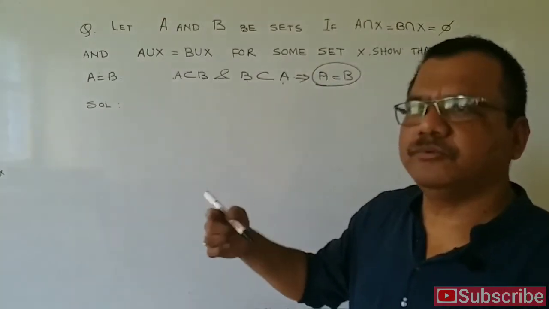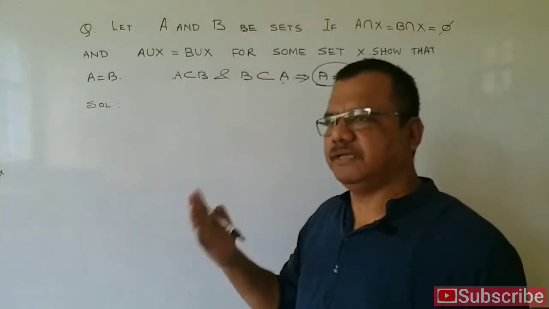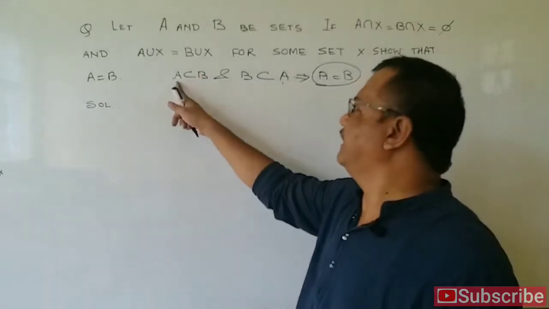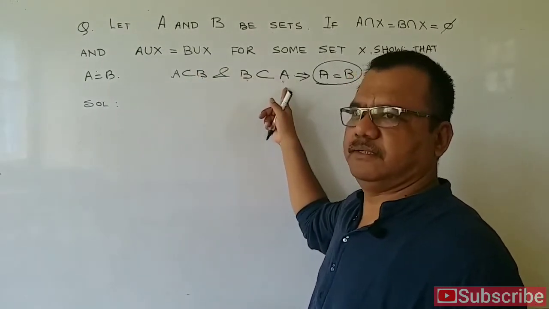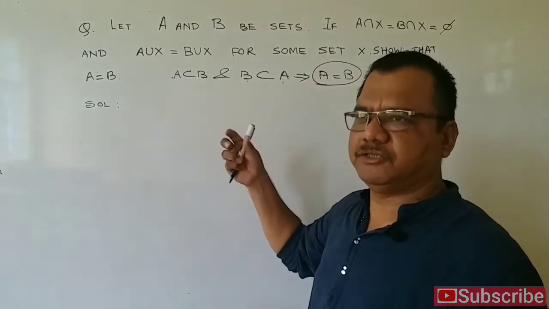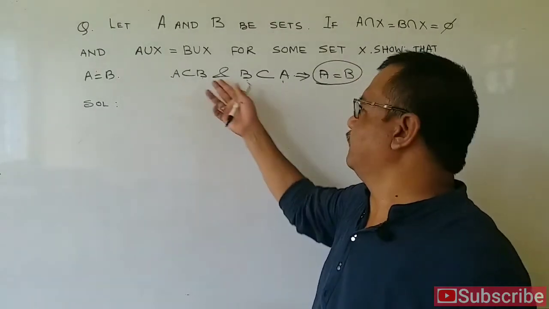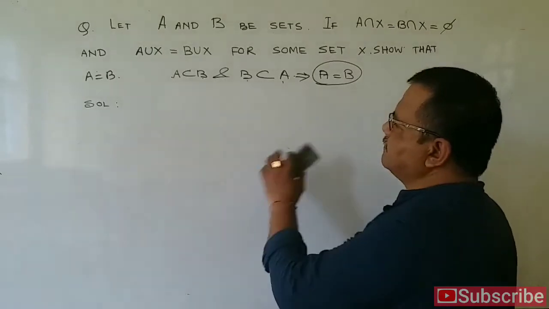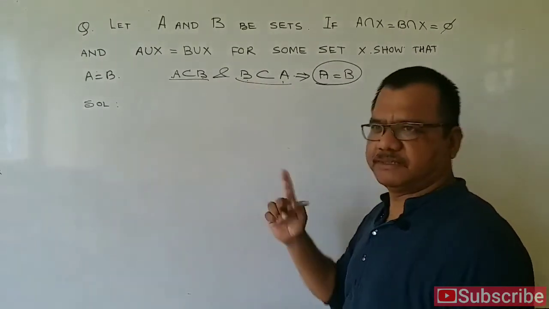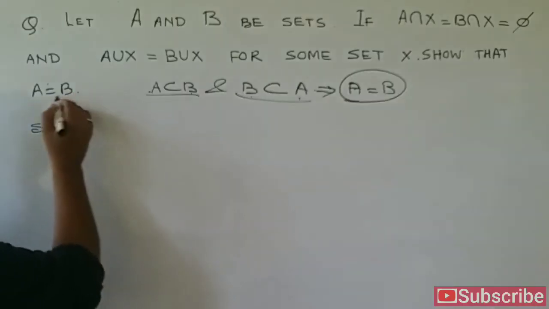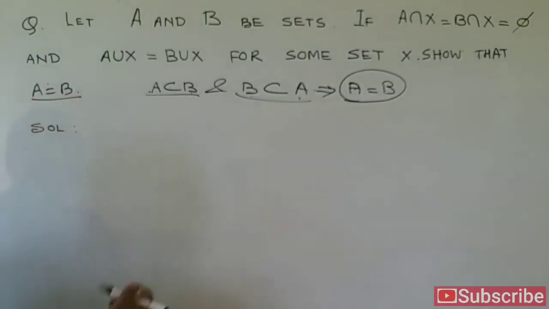So how do you prove that two sets are equal? For that we have to show that one of them is a subset of the other and the other is also a subset of the first one. This is the main condition to prove that two sets are equal. So we will first prove A is a subset of B, then we will show B is a subset of A, and that is how we will reach our target.